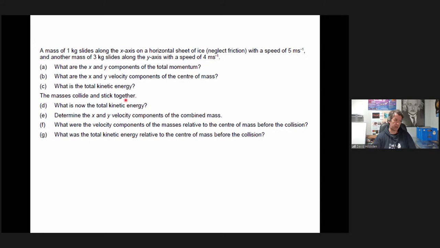So I saw in the chat people talking about, is this an elastic collision? Well, it's not going to be because they're going to stick together. And you think about any collision that involves things hitting each other, that can't be elastic. And almost all, certainly all collisions of objects that we are familiar with, balls and objects around us that we can see, all of those collisions are inelastic. It's only at the subatomic level that you get anything approximating an elastic collision.